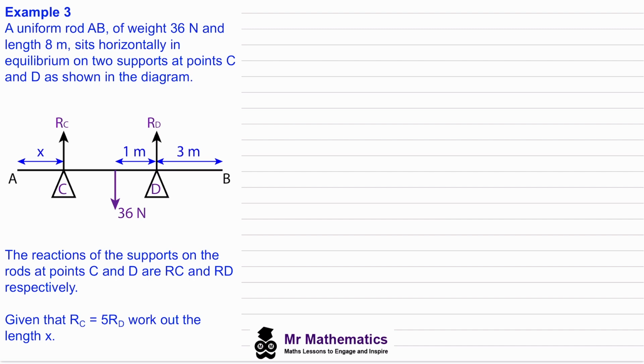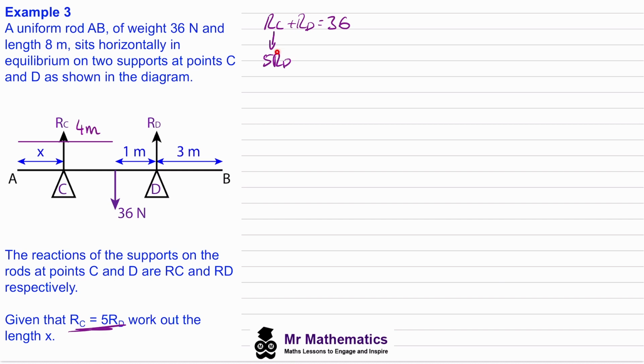Okay, so welcome back if you had a go. Because it's uniform, we know this 36 will be acting halfway along the length, and this will be 4 meters. And we know because it's in equilibrium, the upward force is equal to the total downward force. So RC plus RD will equal 36. And we're told here that RC equals 5RD, so we can replace this RC with 5RD.